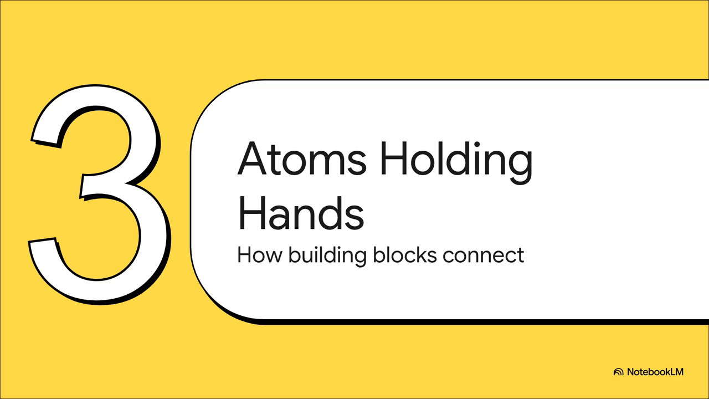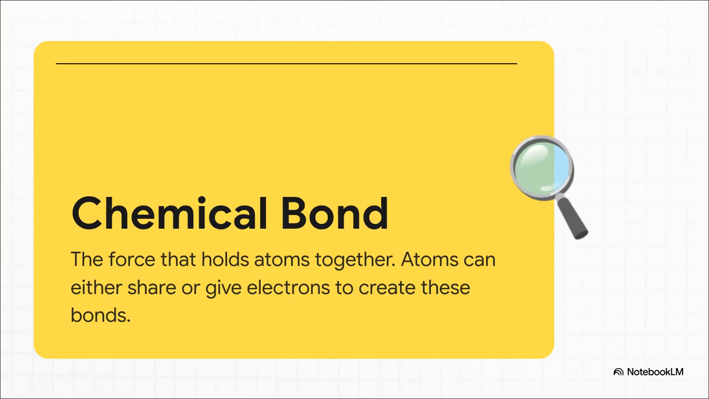Right, so how do these little guys link up? Well, it turns out atoms aren't really the lone wolf type. They're super social. They're always looking to connect with other atoms. And the way they do that, the way they hold hands, is really the magic of chemistry. We call these connections chemical bonds. You can think of a chemical bond as the handshake that holds atoms together. And it all comes down to those electrons zipping around on the outside. See, atoms can either share their electrons with a neighbor, like a friendly handshake, or one atom can straight up give an electron to another. Either way, that interaction creates this powerful force that links them up.